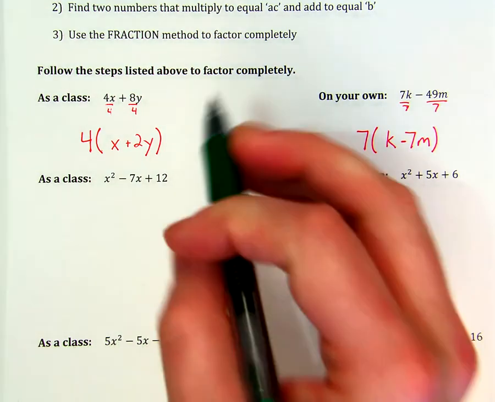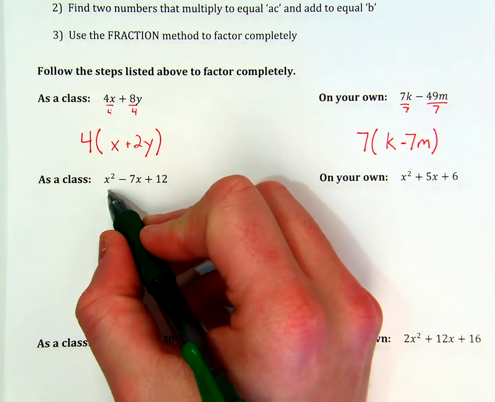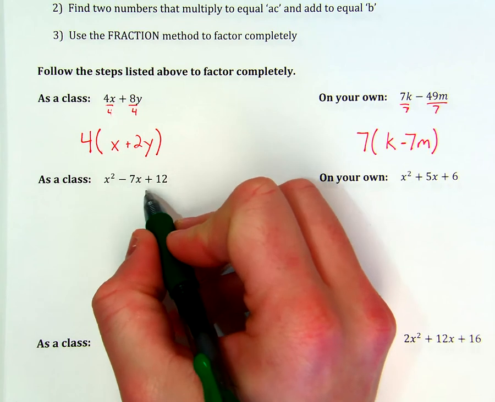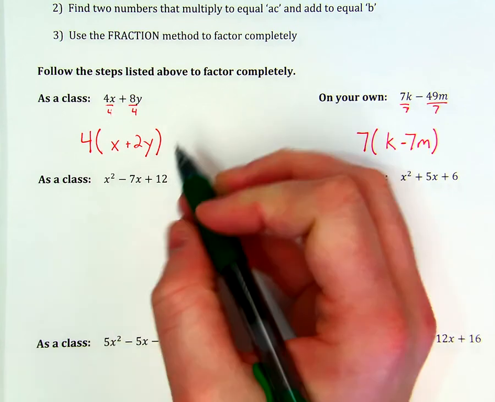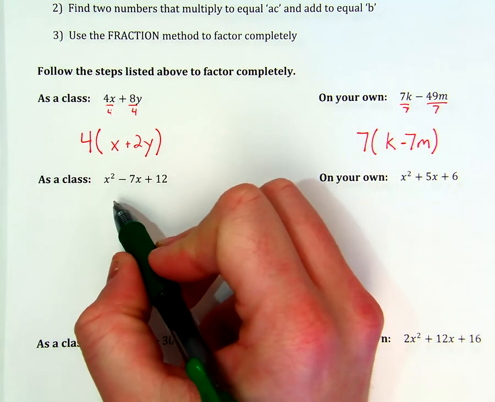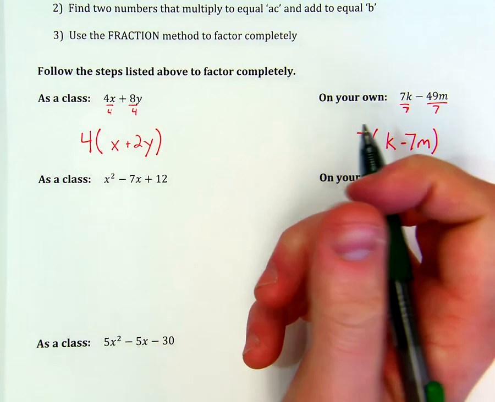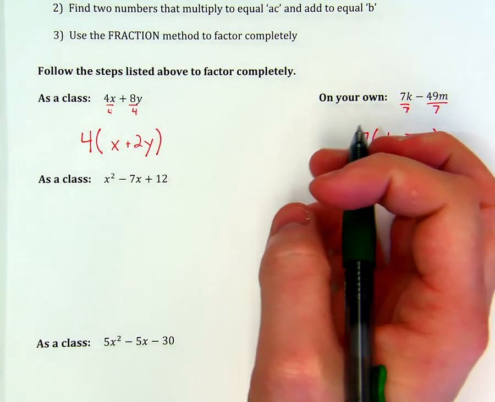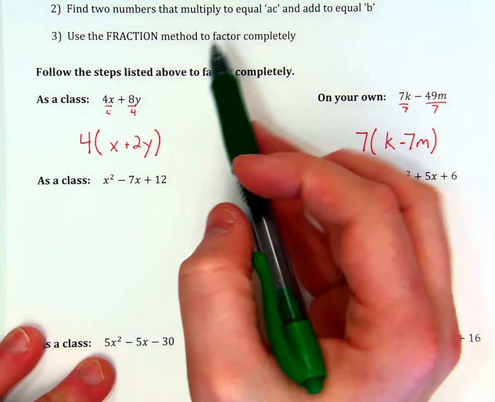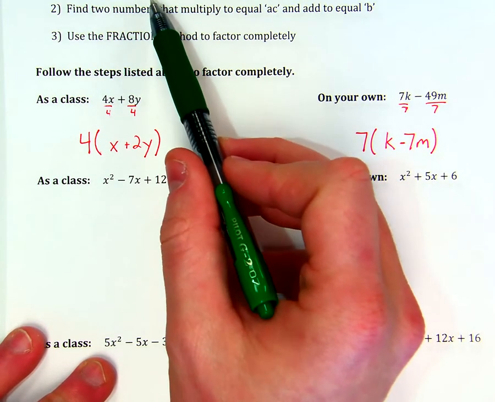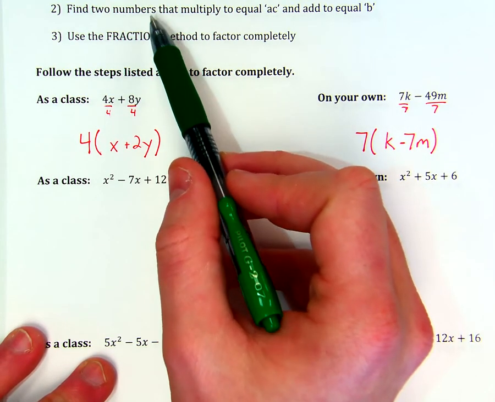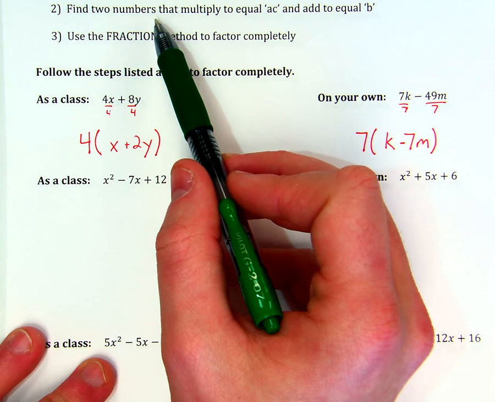The next equation has a quadratic written in standard form, x squared minus 7x plus 12. There is no GCF to factor out because 1, negative 7, and 12 are already factored down as far as they will go. You can refresh your memory on the steps anytime you want by looking up at numbers 1, 2, and 3. We already checked for a GCF, it's not there.